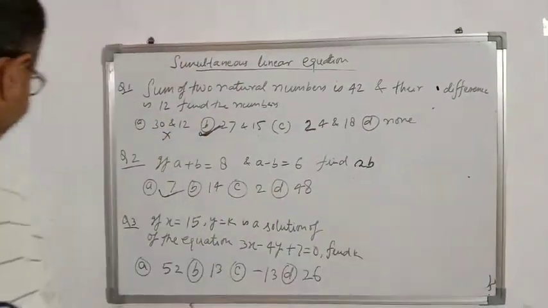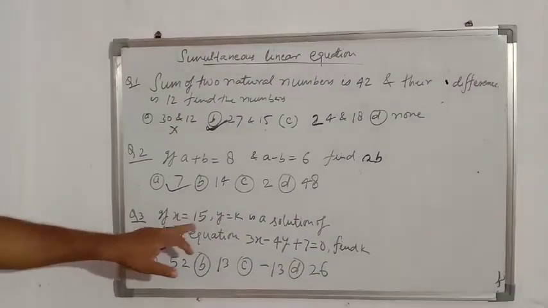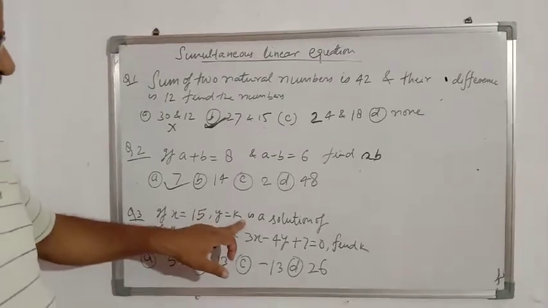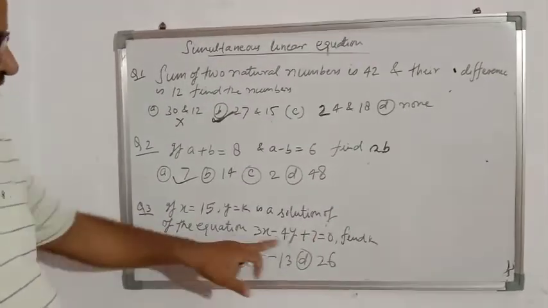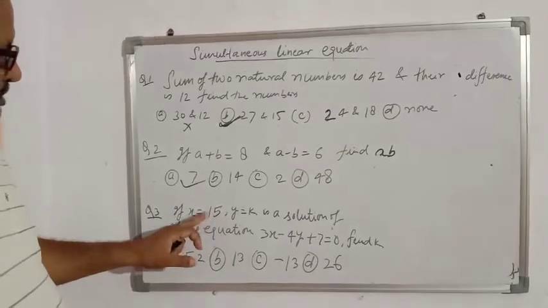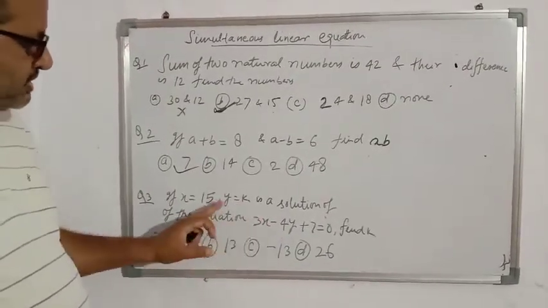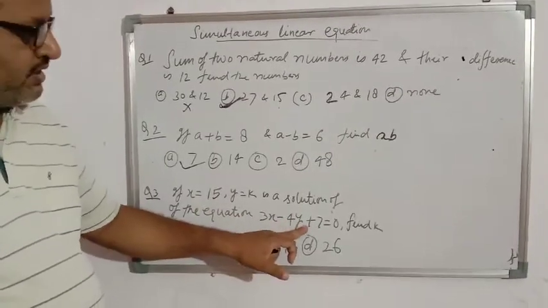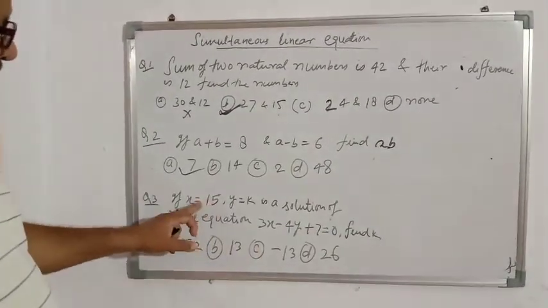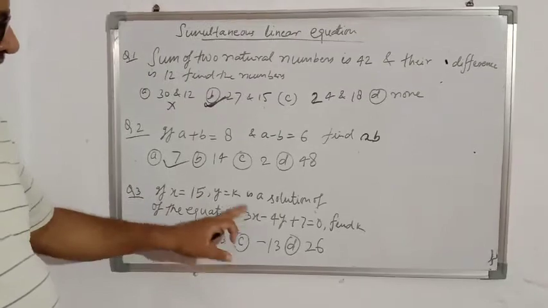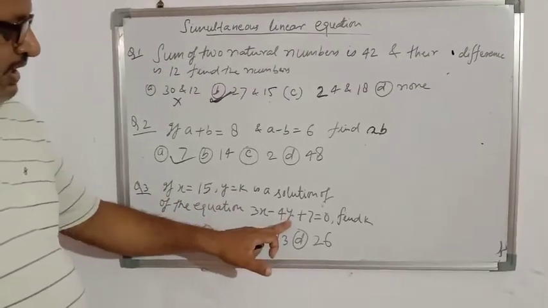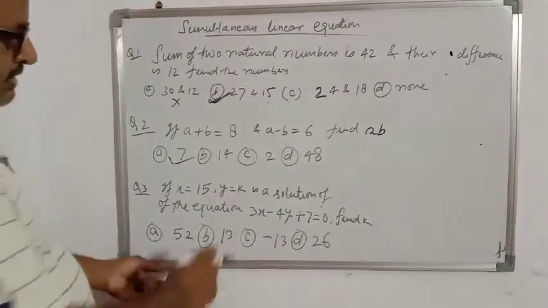See the next question. If x is equal to 15, y is equal to k is a solution of this equation. It means it will satisfy this equation. We have to find k, which means in place of x we will put 15, in place of y we will put k, and solve for k.